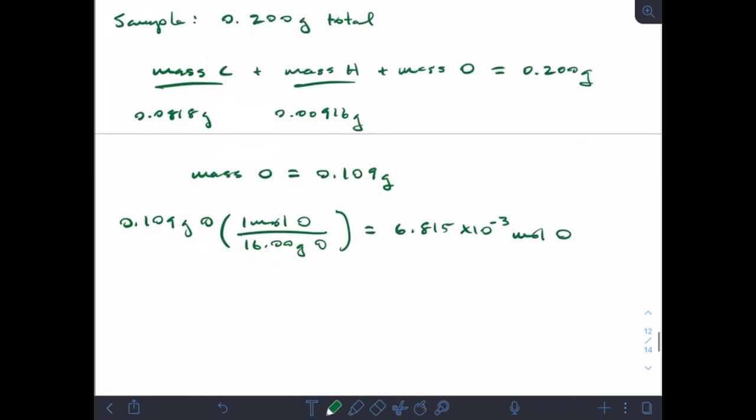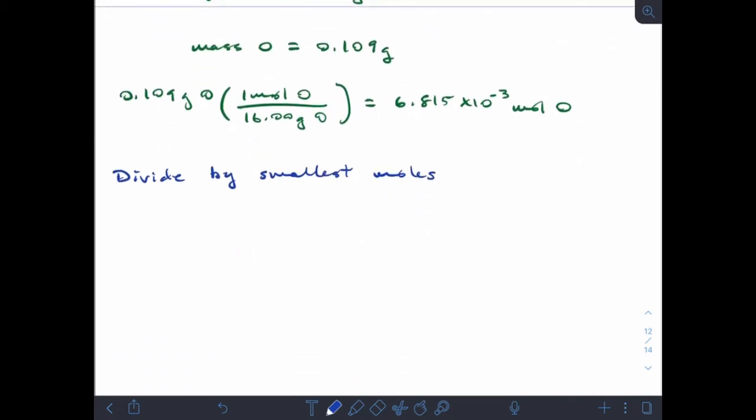Right? Now it's an empirical formula problem just like any other. Okay, whenever we're dealing with empirical formula, we get everything to moles and then we divide by the smallest moles and then we work it so that we get whole numbers. Okay, so it's once we get to this stage where I know moles of carbon, moles of hydrogen, moles of oxygen, it's an empirical formula problem just like any other. All right, so we're going to take to our new step, divide by the smallest moles.